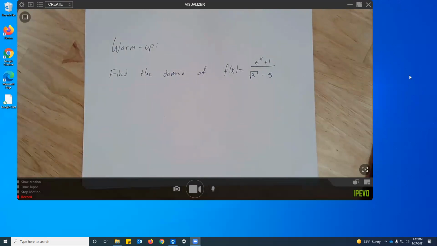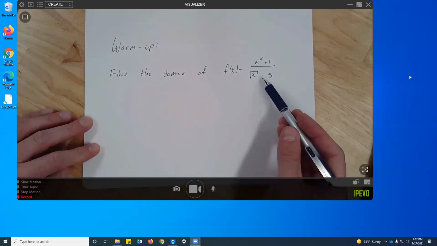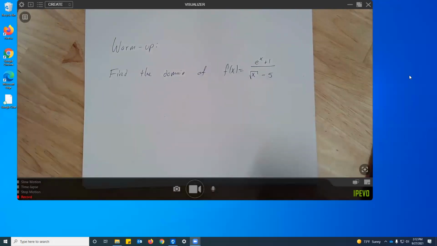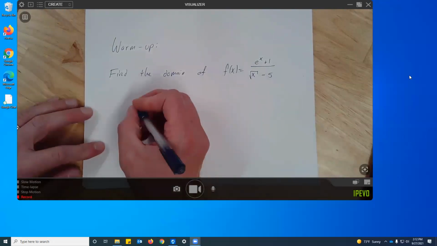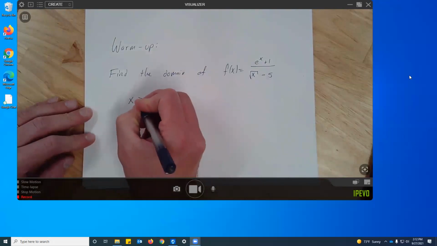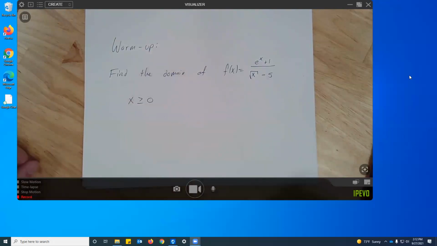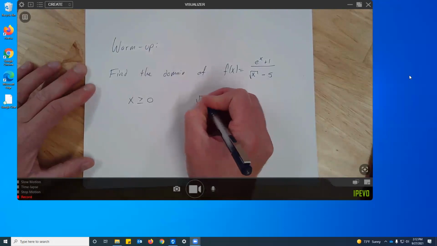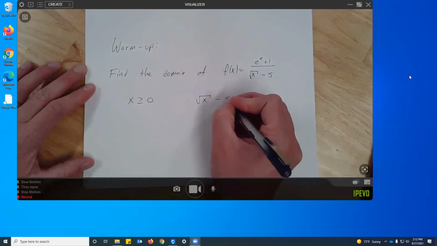That makes sense to start with the domain question though. So let's talk about the domain of this. We have a square root. We know that our stuff in the square root has to be greater than or equal to 0. We also have a denominator. We know the denominator can't equal 0.